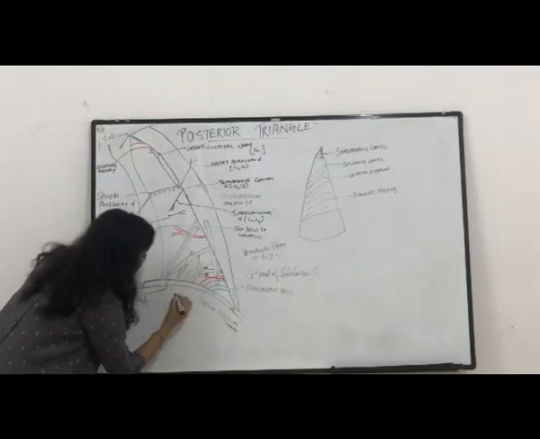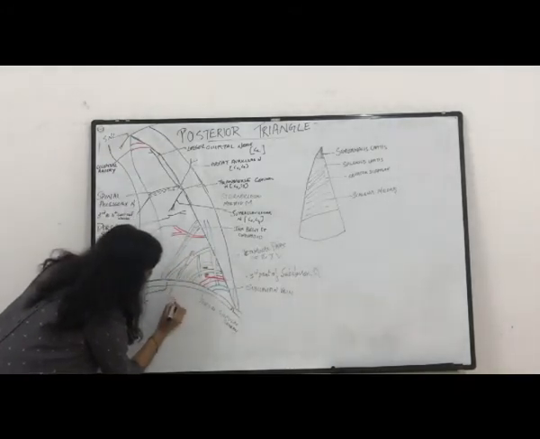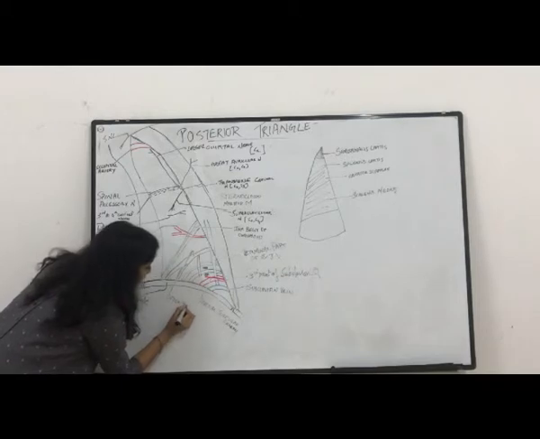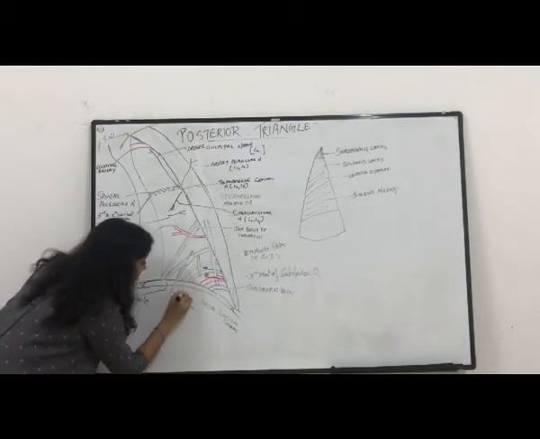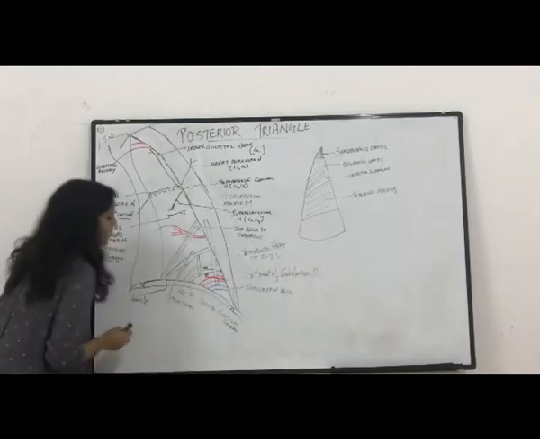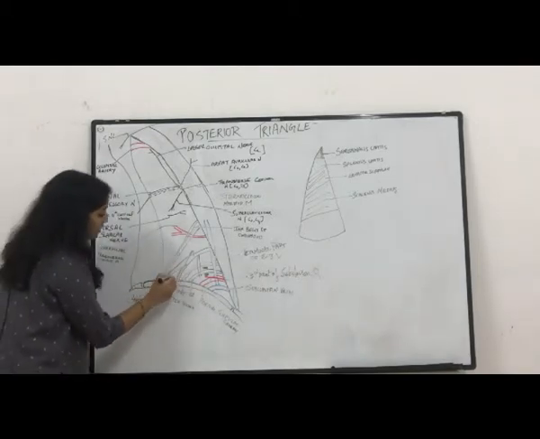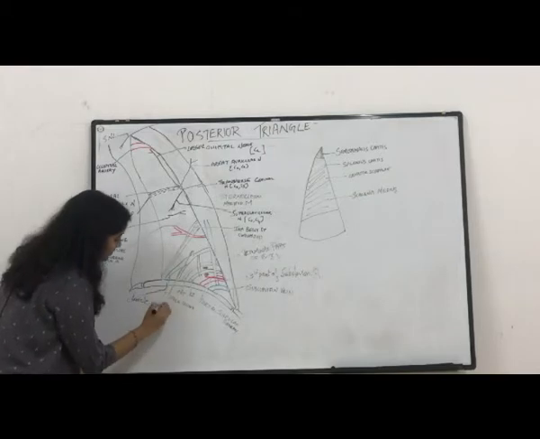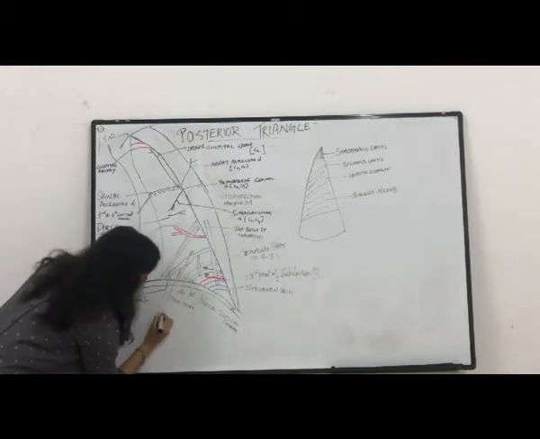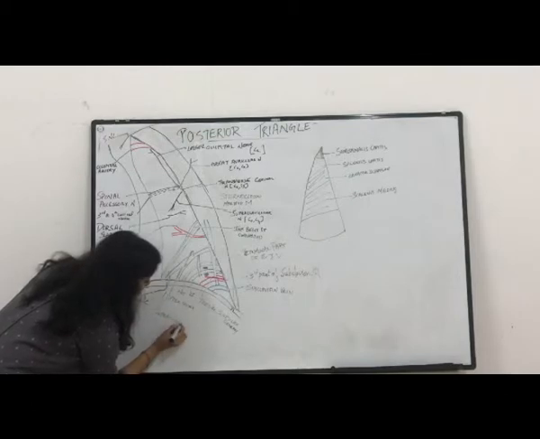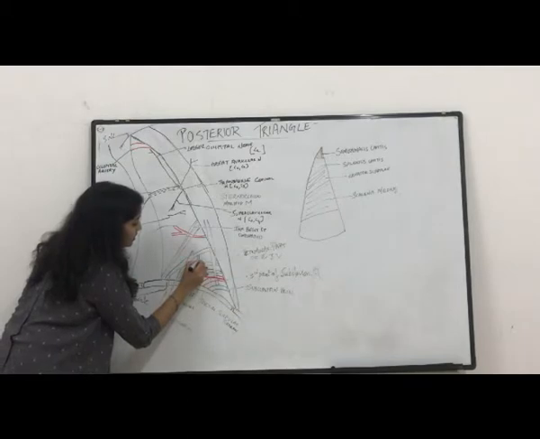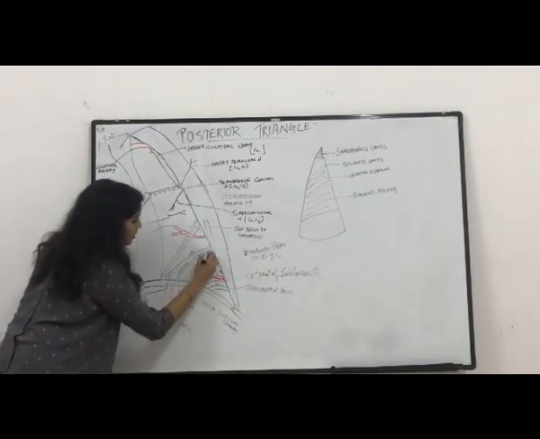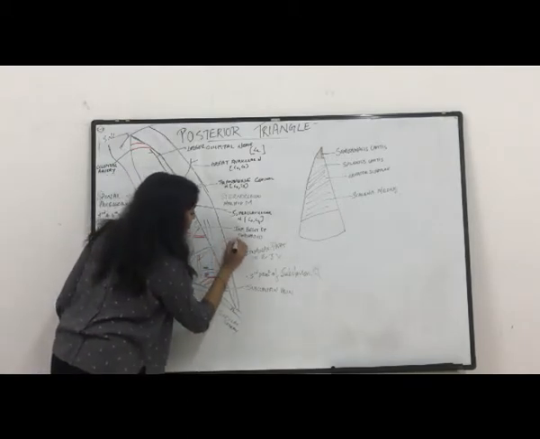This forms the upper trunk of the brachial plexus, upper trunk, middle trunk, and the lower trunk of the brachial plexus. This is the suprascapular nerve, and another one, this is the nerve to subclavius.